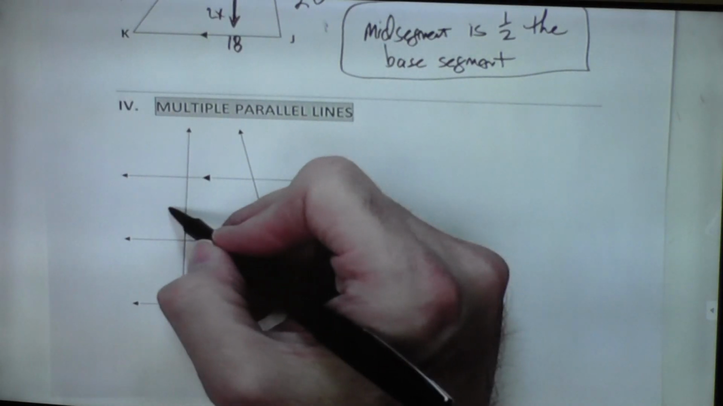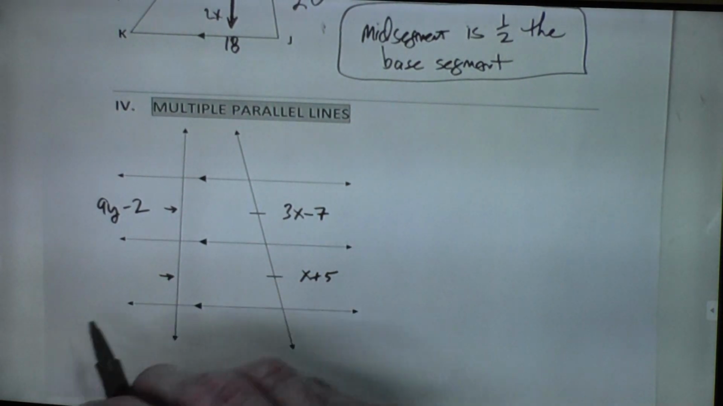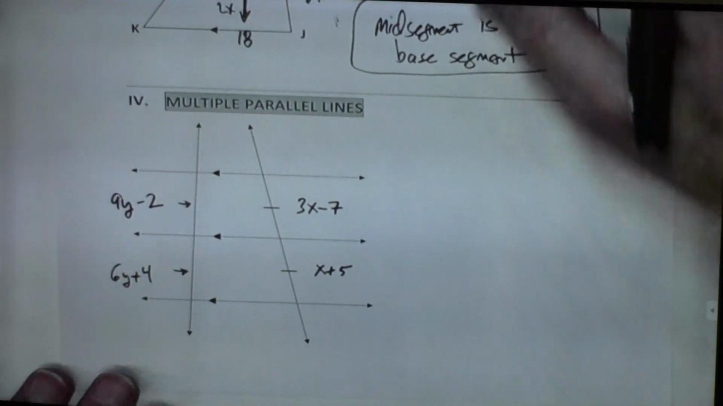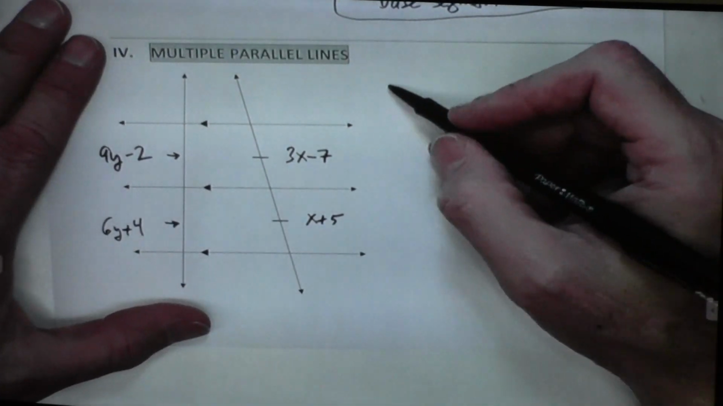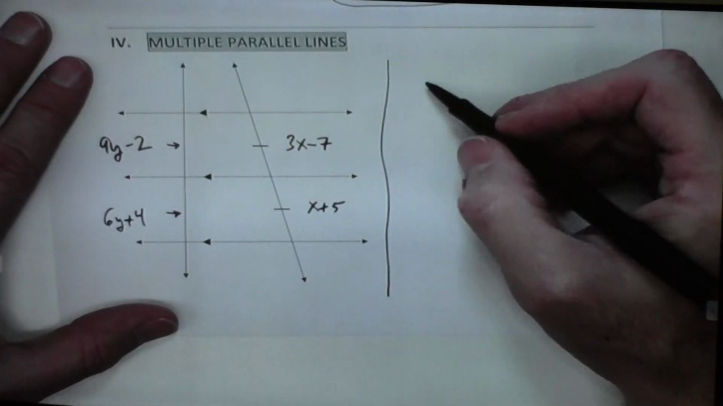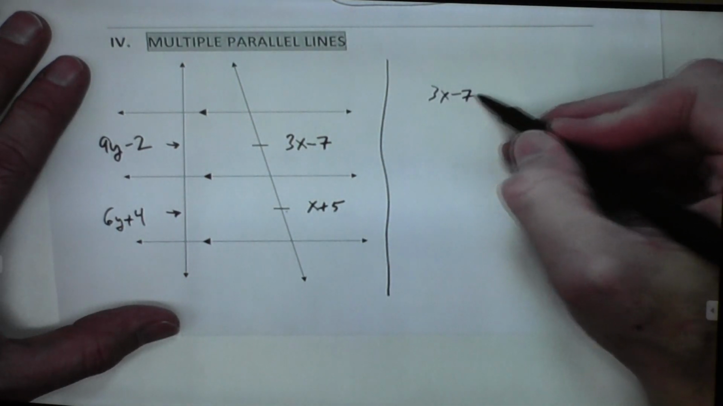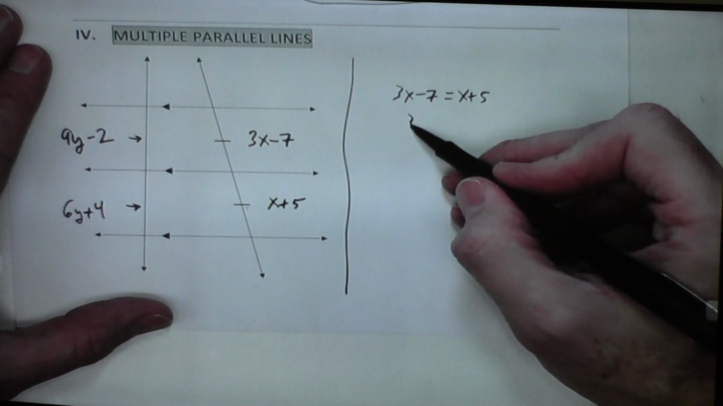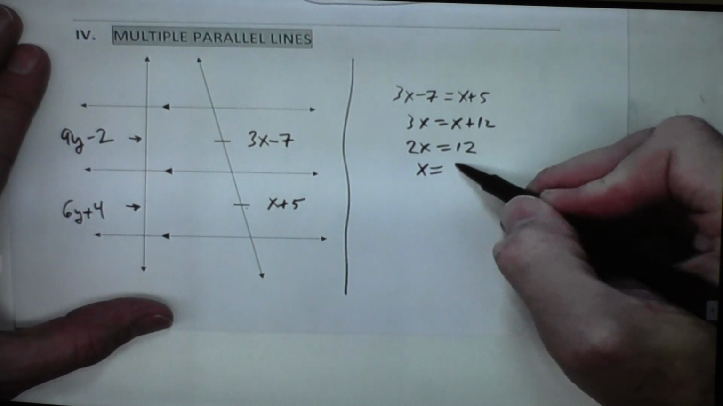And over here, I'm going to say that this length is 9y minus 2, and this length is 6y plus 4. So we'll solve for x and we'll solve for y. And then I'll add one little part to it, not too much. So all I really have to do, because of these marks, is say this is equal to that: 3x minus 7 is equal to x plus 5. So let's solve that. Add 7, 3x equals x plus 12. Subtract x, 2x equals 12, x equals 6.